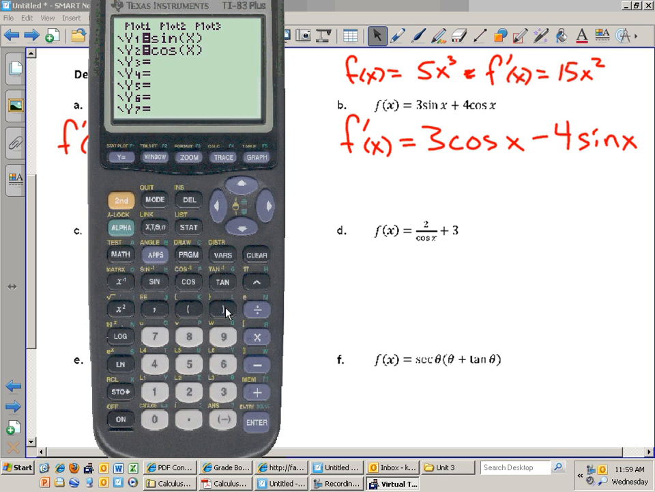You don't have to be in radians for this, but it might be a good idea for you at some point to adjust your window if you want it so that you are in radians. If you notice, you do have a zoom trig fit that works out in these situations.